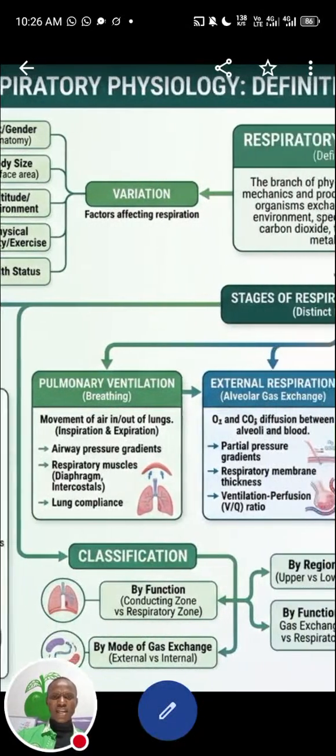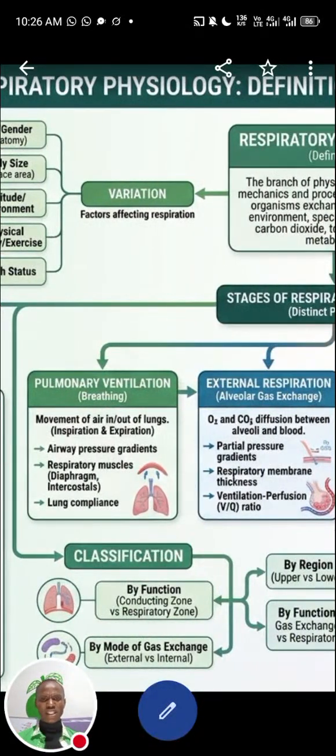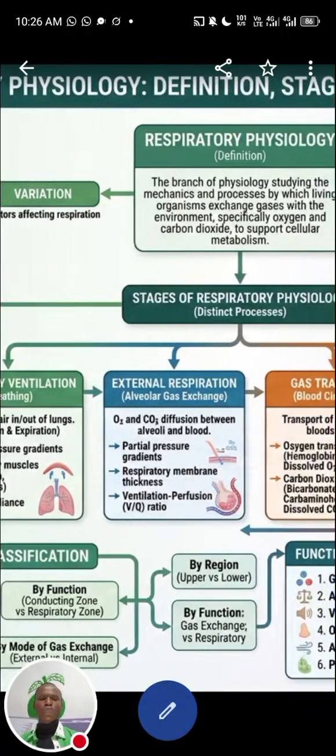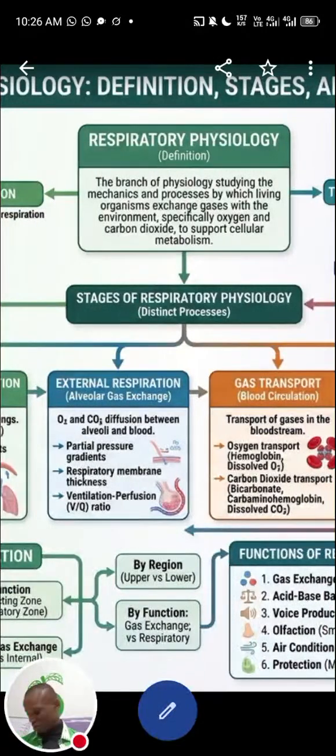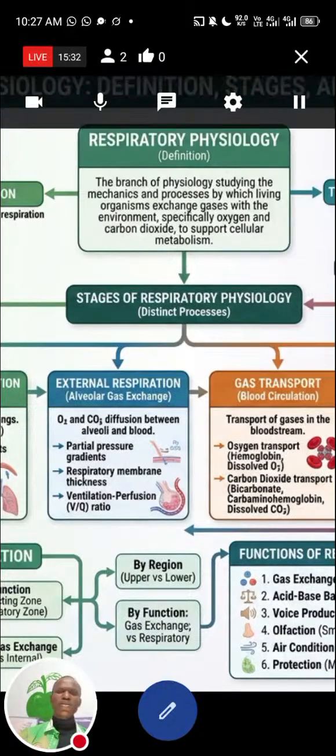This is another approach to it, and I didn't want to pick this approach, so I'm going to bring in another approach. Just put down stages of respiratory physiology. You have number one, call it VETP. That's the acronym for it. Write it down. I'm writing my own.